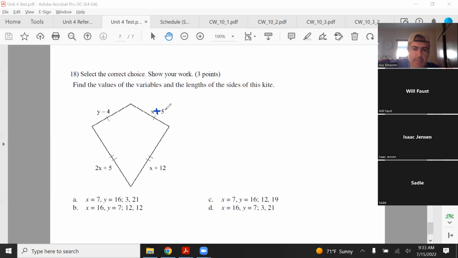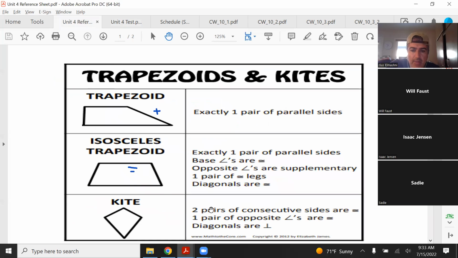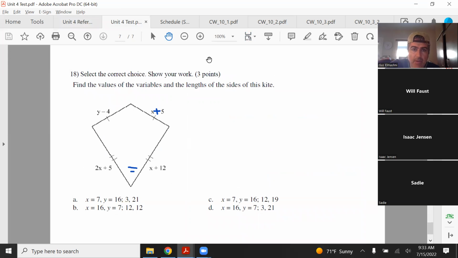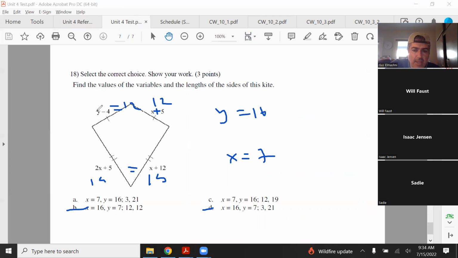X plus 5 will be that side. So these are the same. The markings tell you that. And also for a kite, you're told that you have two pairs of consecutive sides that are congruent. 2x plus 5 and x plus 12 are congruent. X equals 7. Nice. So B and D are out. That's 12. That means this has to equal 12. That means Y is 16. So either A or C still work, but then when you plug in those values, you get 19, 19 for this side, and you get 12, 12. So that's why it's going to be C.